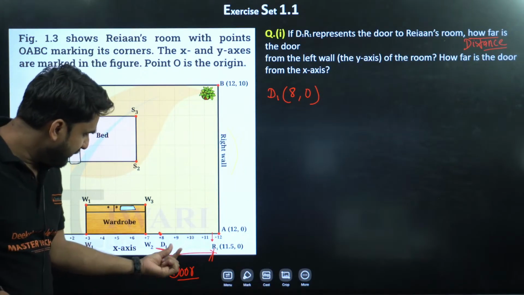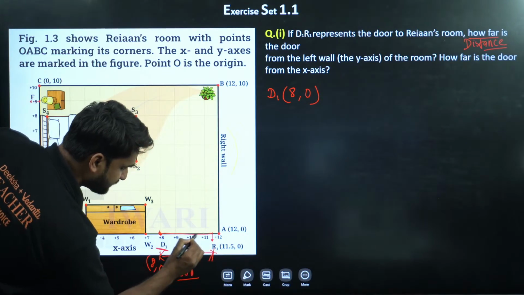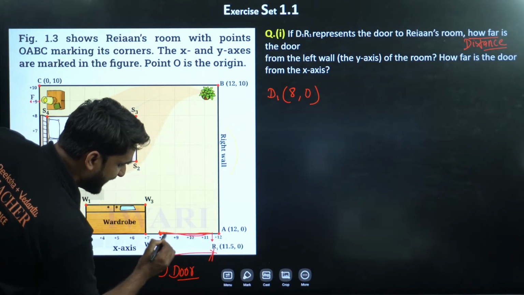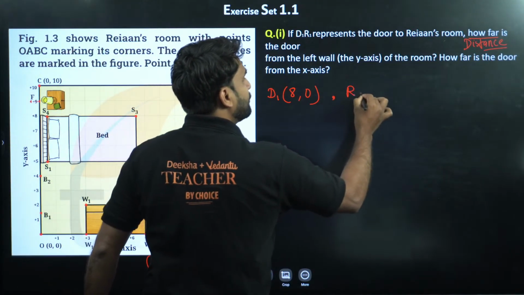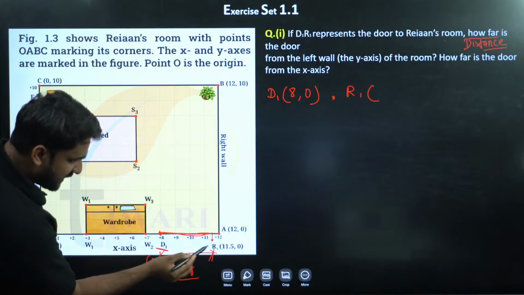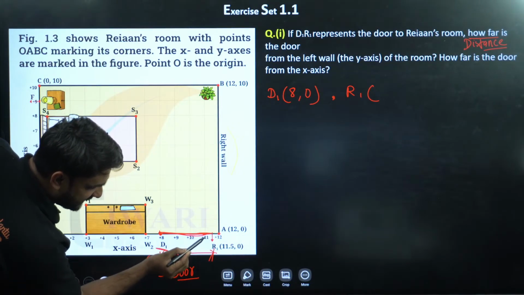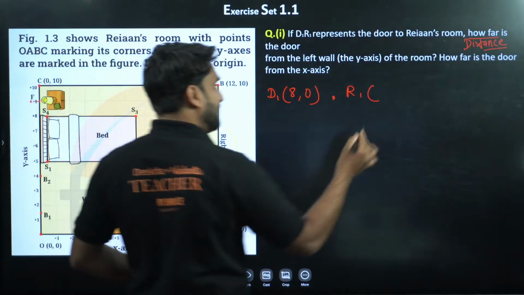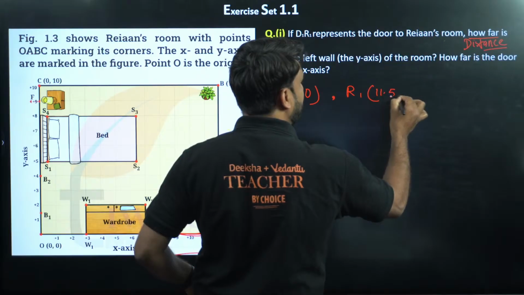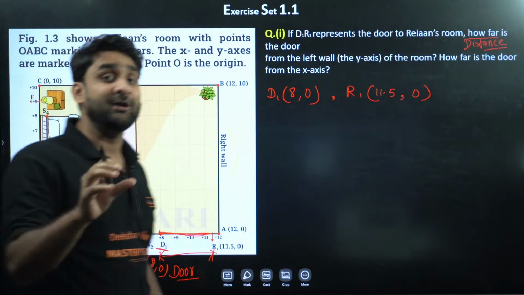Now the coordinate of R1, because this is the complete door, this is the door here. So the other end of the door is R1. What will be the coordinate of R1? R1 is exactly the midpoint of 11 and 12. So that will become 11.5, and the y coordinate will be 0, because the point is lying on the x-axis.